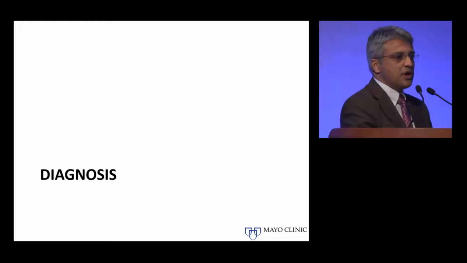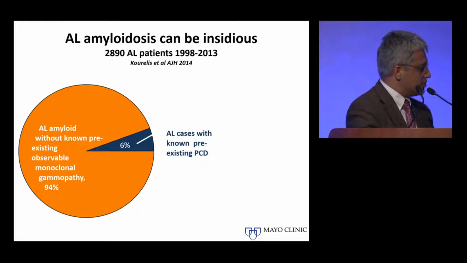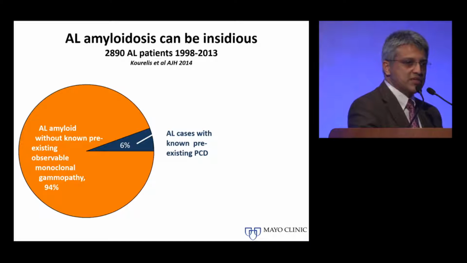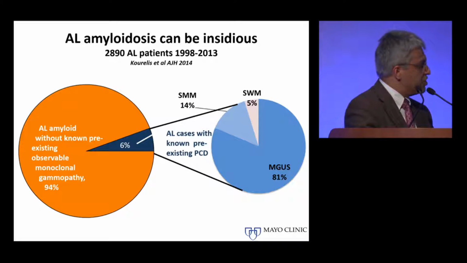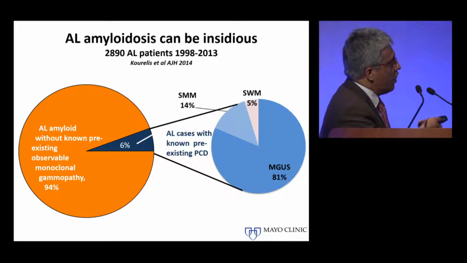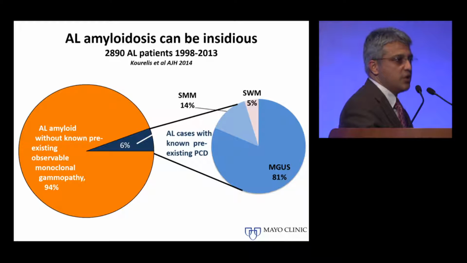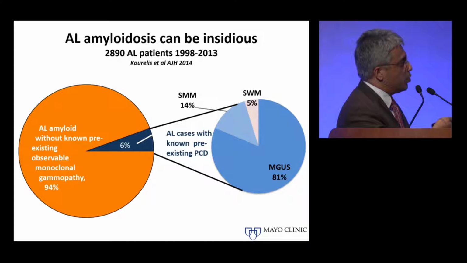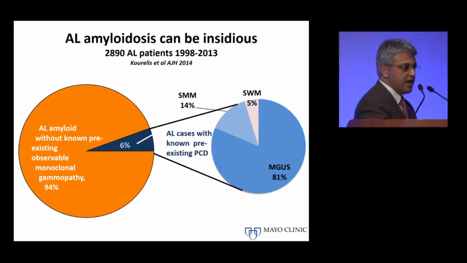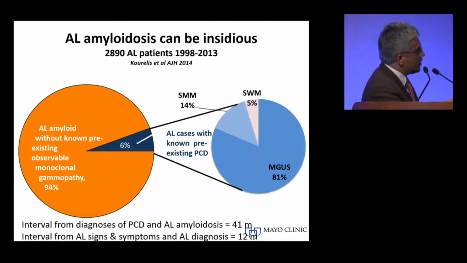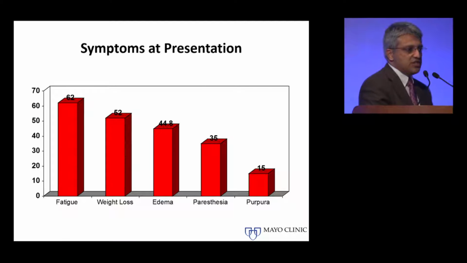So the first step is, how do we make the diagnosis of amyloidosis? Now, the problem with making the diagnosis is that the symptoms can be very slow in onset, and the vast majority of patients will not have a pre-existing monoclonal gammopathy. In our Mayo Clinic series, only 6% of patients whom we diagnosed with amyloid had a pre-existing monoclonal gammopathy known to exist prior to the diagnosis of amyloid. Obviously, all these patients had the monoclonal gammopathy for some time, but it was never diagnosed prior to the amyloid diagnosis.